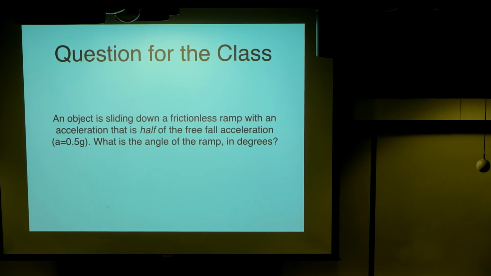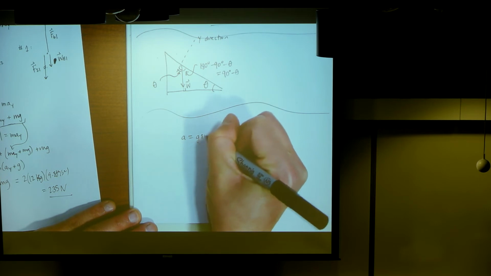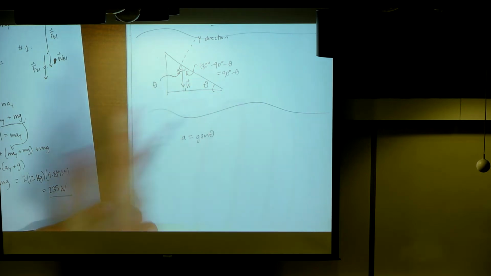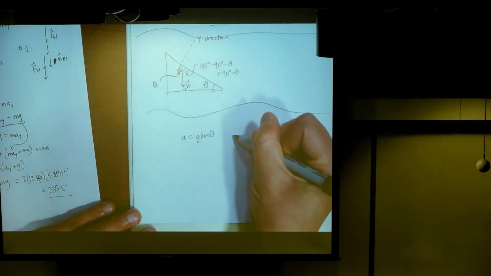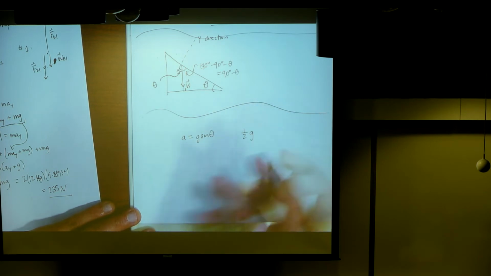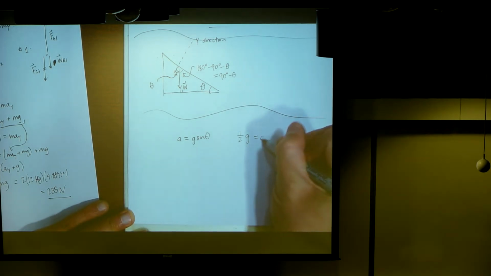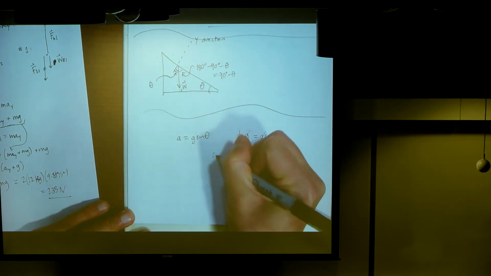All right, so what are we getting for this? 30 degrees. 30 degrees, yeah? We agree? All right, so this is what we're doing. We're saying a is equal to g sine theta. That's your acceleration down the ramp. And what we're saying is that a is half of the free fall acceleration. So we're going to use 1/2 g equals g sine theta. So g cancels, and we just have sine theta equals 1/2.